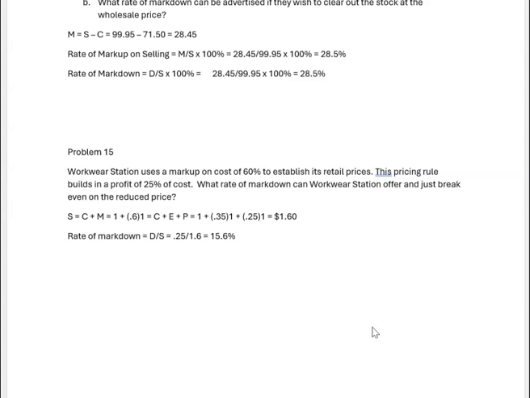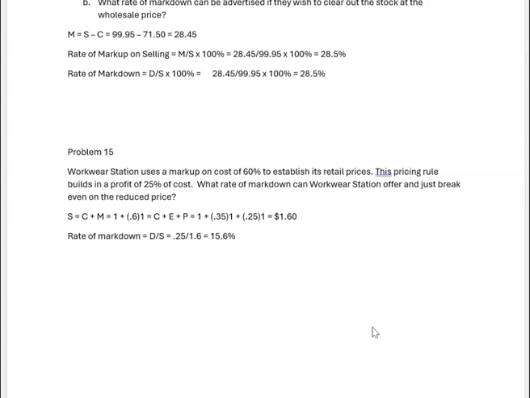When you work out a question like this, no matter what your starting number is, your percentage will turn out the same. So for the sake of argument, I used $1. Let's look at it this way. Workstation uses a markup on cost of 60% to establish its retail price. So we've got our selling price equals cost plus markup, so it equals 1 for our cost and 0.6 multiplied by 1 for markup.